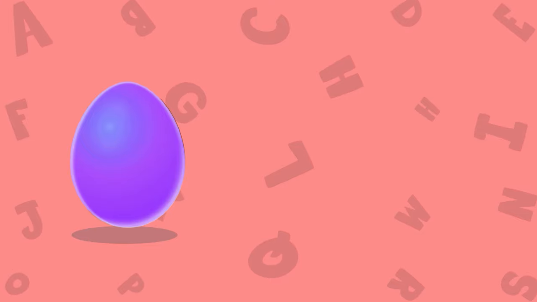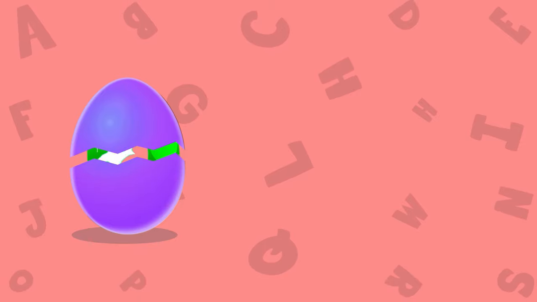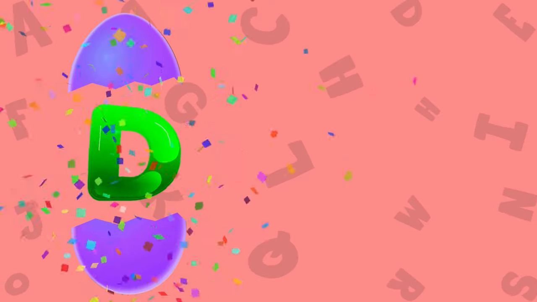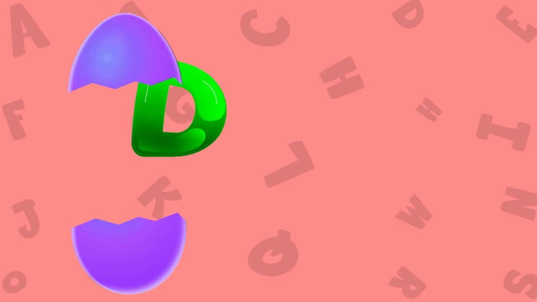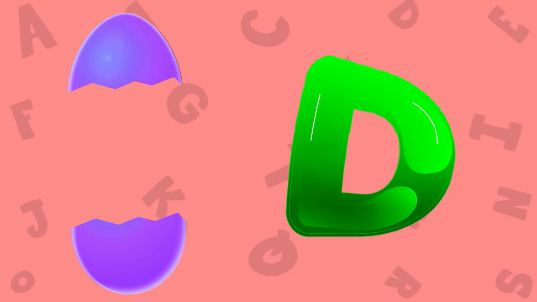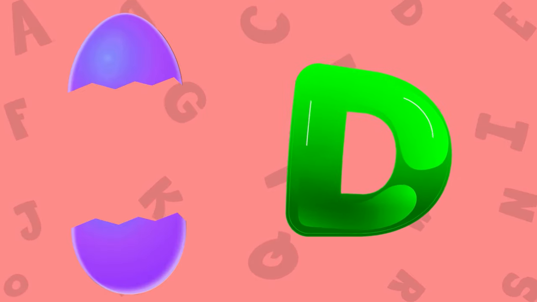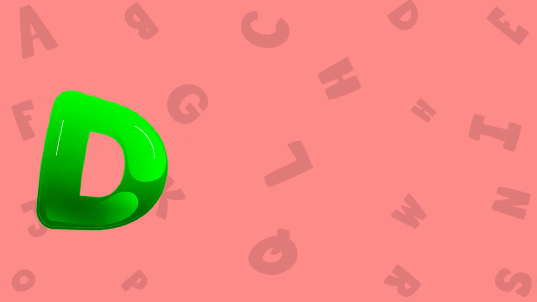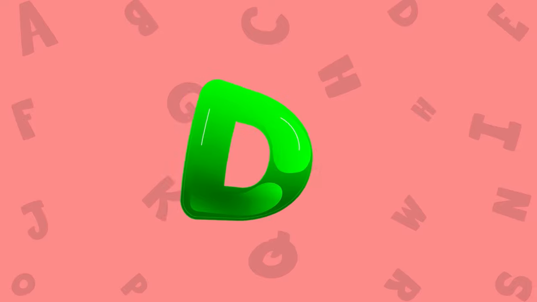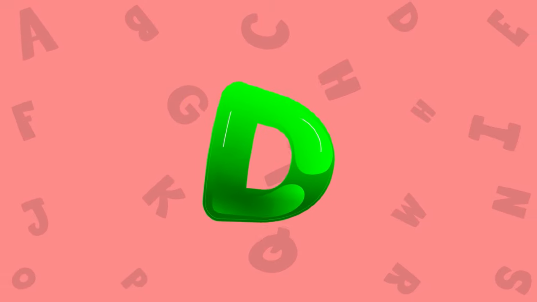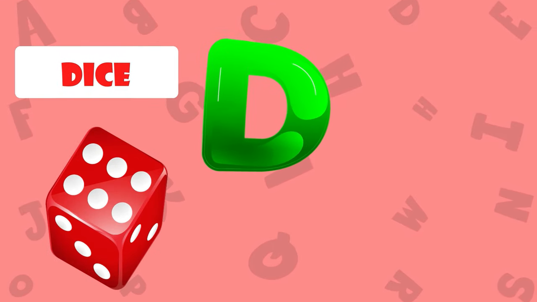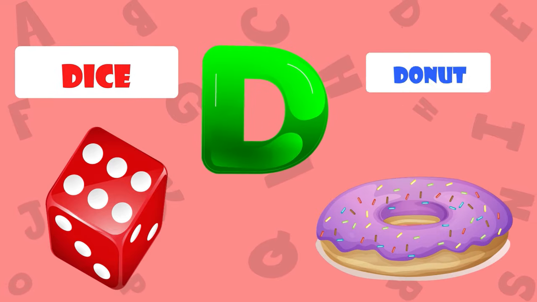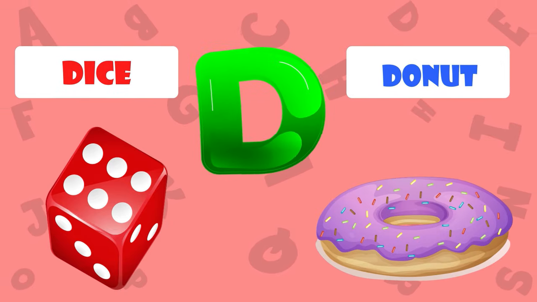Now let's open the purple egg and see what's inside. Open, open, open. Surprise! It's a letter D. Inside the purple egg, there is the letter D. D is for dice. D is for donut.